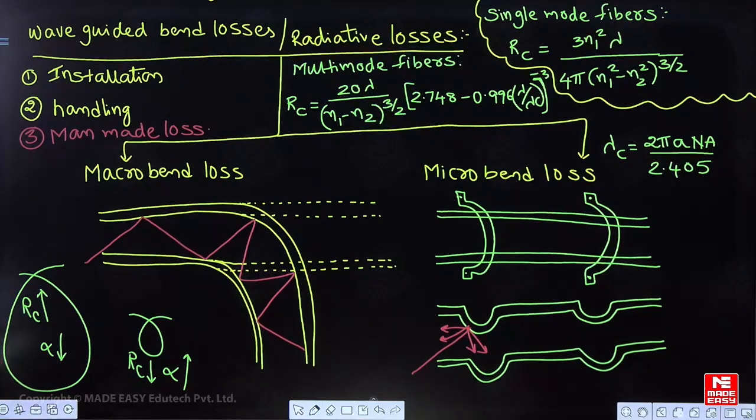Okay, last point. Radiative losses are man-made losses. Please underline man-made losses. I will explain the next concept. I hope you copied everything, right?